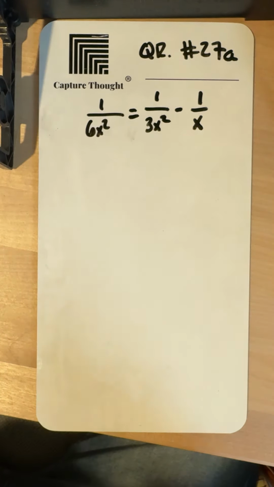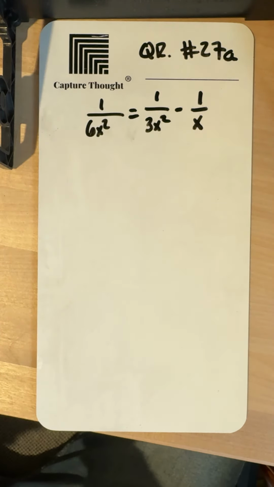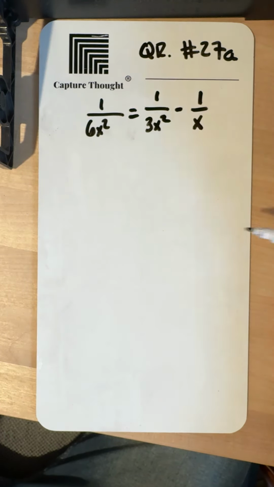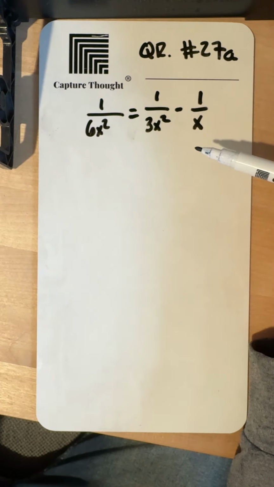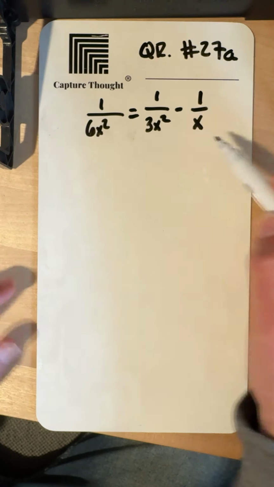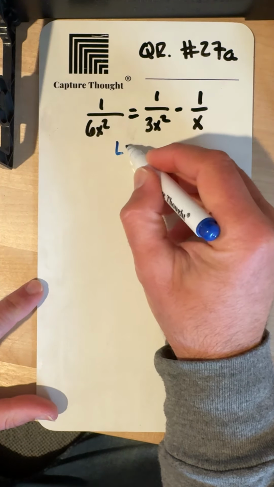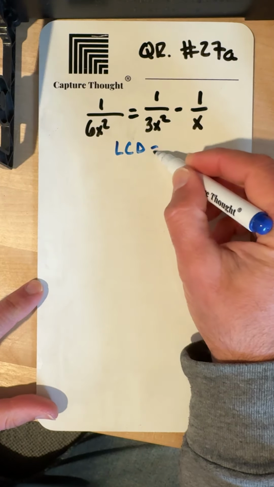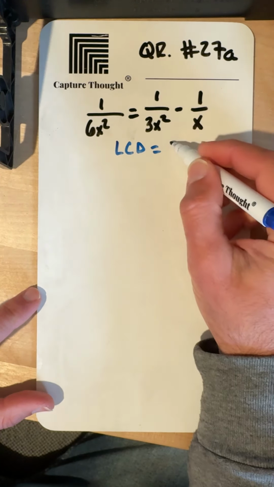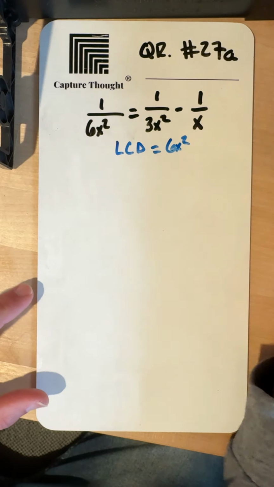So number 27A on the QR code review is asking us to solve this rational equation. So I got 1 over 6x squared equals 1 over 3x squared minus 1 over x. So the problem is that I don't have a common denominator. So the thing you have to recognize is that the lowest common denominator of 6x squared, 3x squared, and x is a grand total of 6x squared.